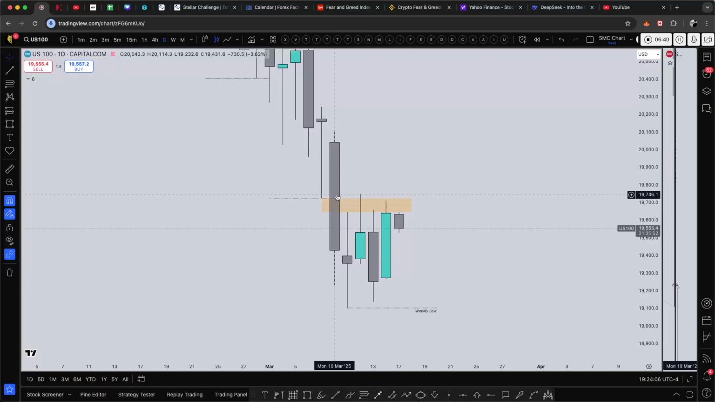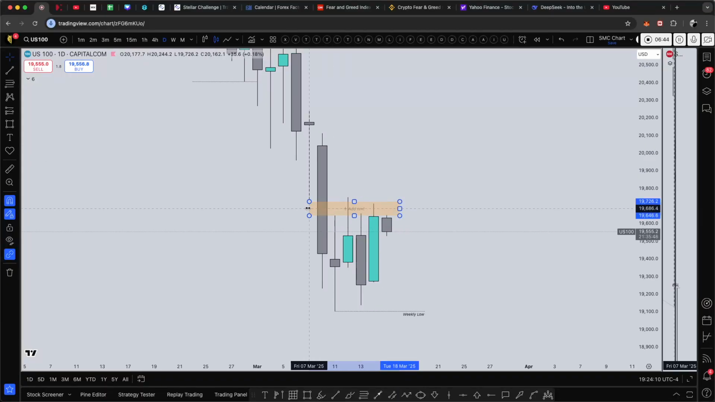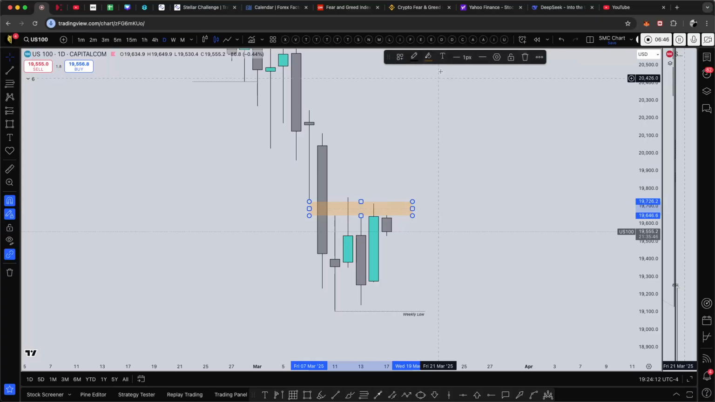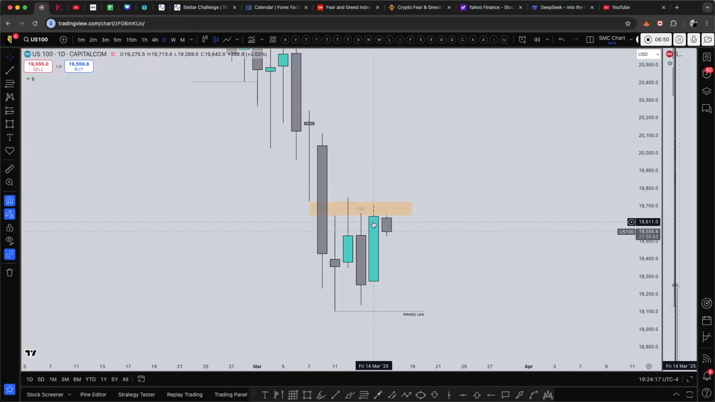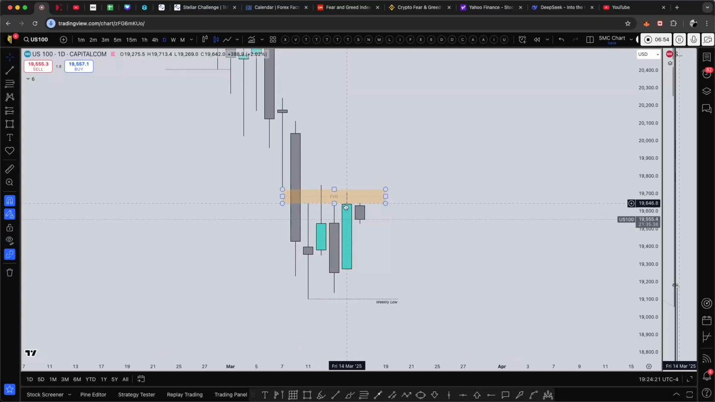When I go to the daily now, what do we see here? We see that we've been respecting this daily fair value gap quite a lot. I mean, it's been touched multiple times. We have not been able to close above, okay? This candle from Friday is not telling me much. What it's telling me is that we failed to close above the previous candle high, and we retrace back down a little bit.